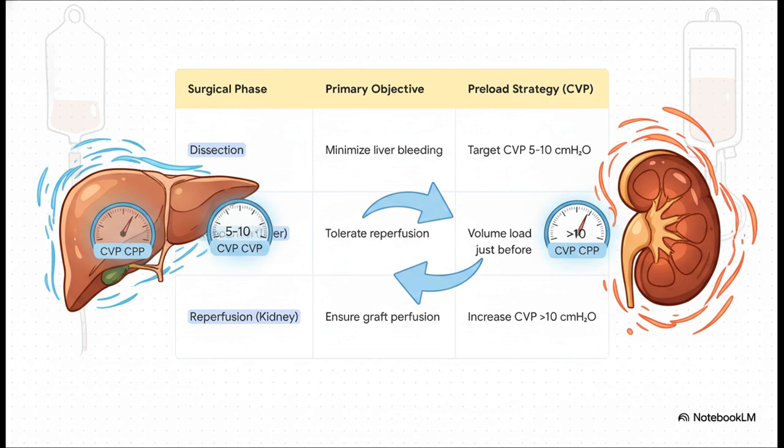But then, fast forward to kidney reperfusion. Now our goal is the complete opposite. We need to ensure that new kidney gets enough blood flow to wake up, so we have to pivot 180 degrees and aggressively volume load the patient to get that CVP above 10. Being able to skillfully manage this planned, dramatic swing in hemodynamics, that is the true art of this anesthetic.